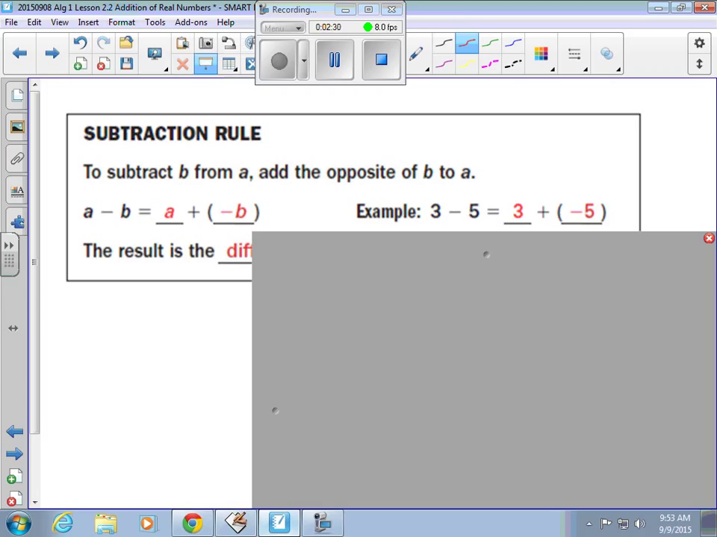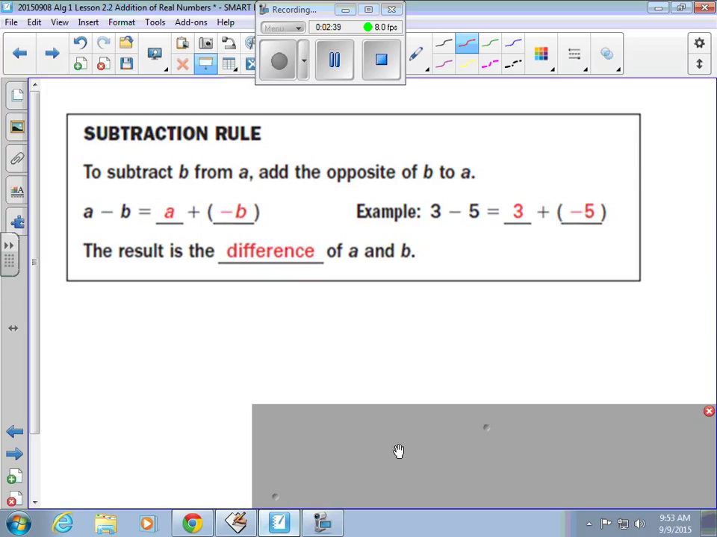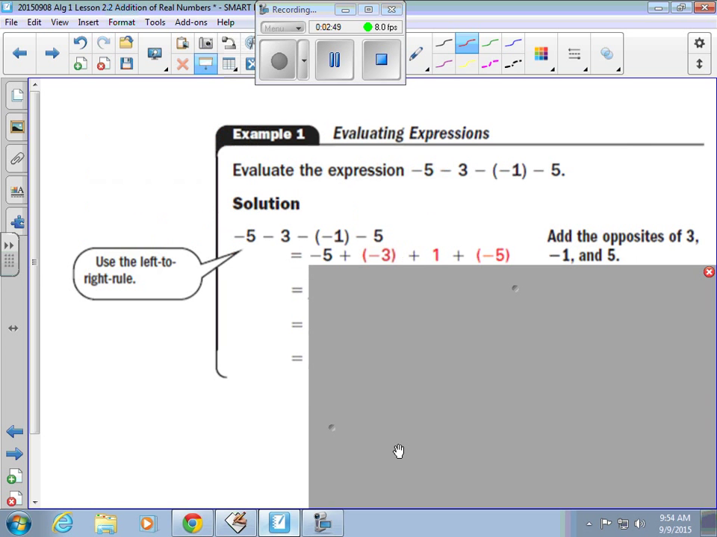Then you just follow the exact same rule we learned yesterday. Opposite signs, you subtract the absolute values. Keep the bigger sign. So the result is the difference. And everybody knows that subtraction is difference when you see that keyword difference. The difference of A and B.